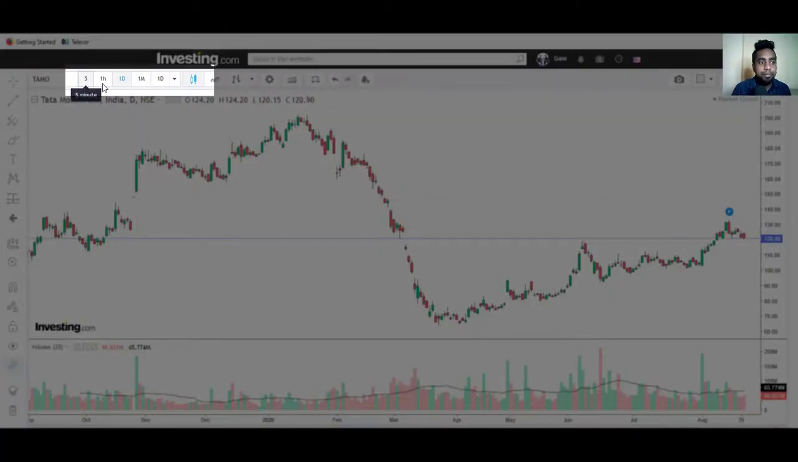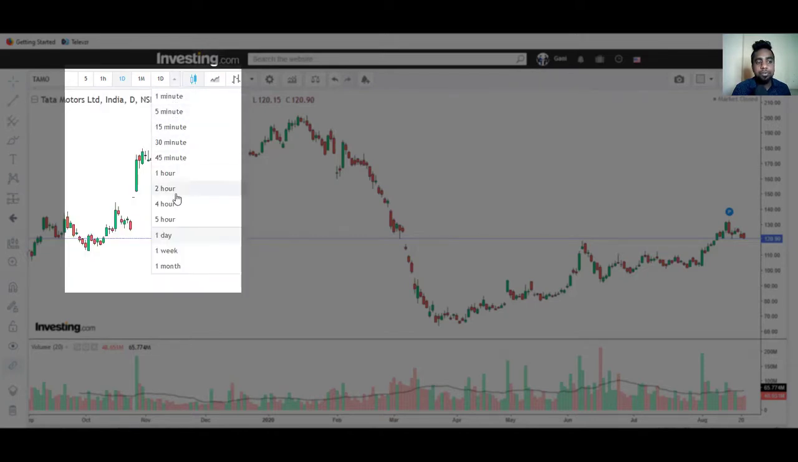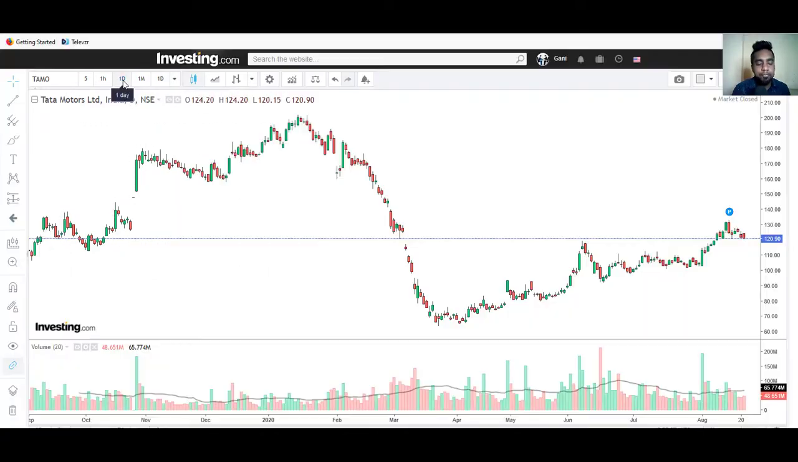What you're seeing: 5 minutes, 1 hour, a day, 1 month. And also if you click on this arrow mark, you will see there are a lot of time frames: 1 minute, 5 minutes, and 15 minutes. Right now it's in a 1 day time frame, which means each candle represents 1 day. Each candle you're seeing, even the smaller or bigger candle, represents 1 day of price action, what happened on that particular day.